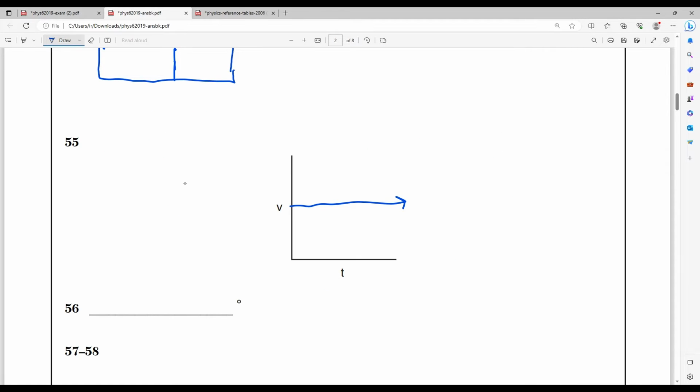And here, if this is my velocity, if this is 5, and it's just staying the same, that means that no matter what the time is, my velocity is always going to be 5 meters per second, right? So it's just a straight flat line.